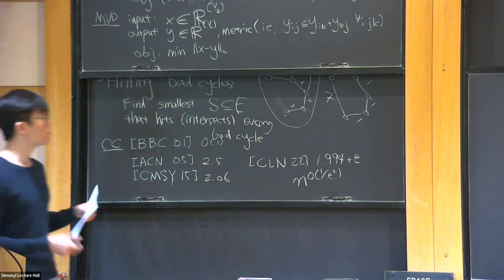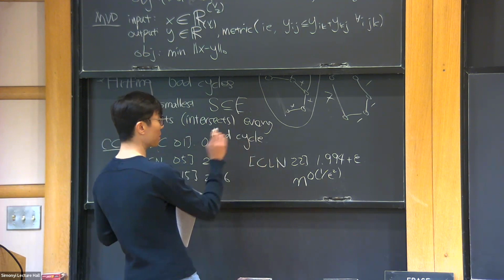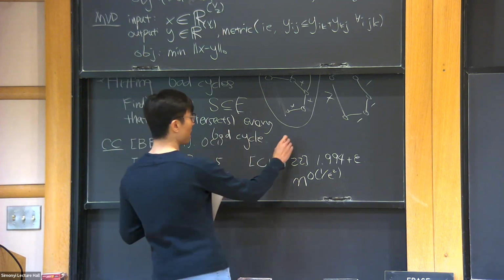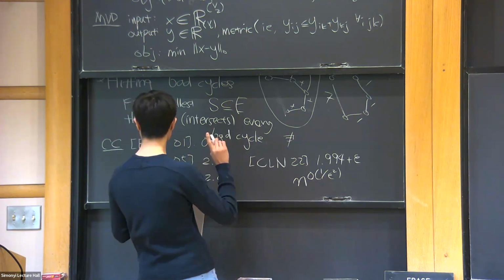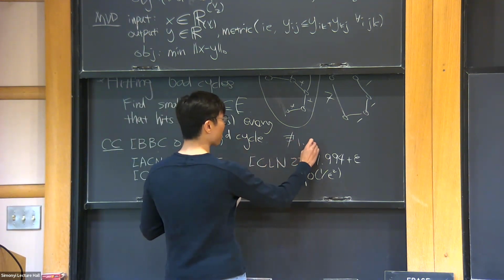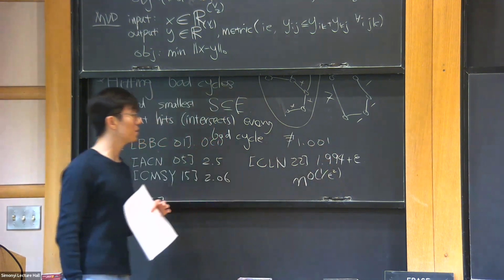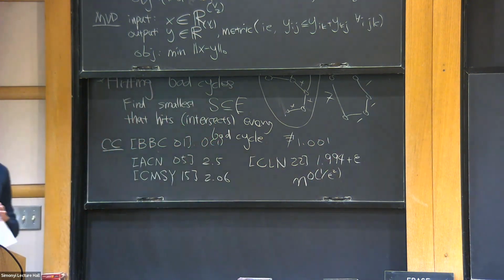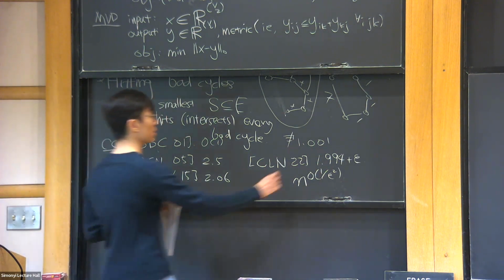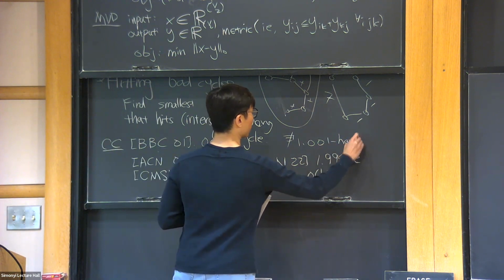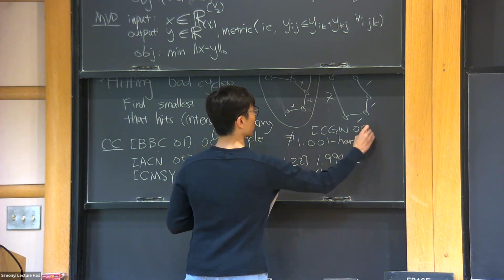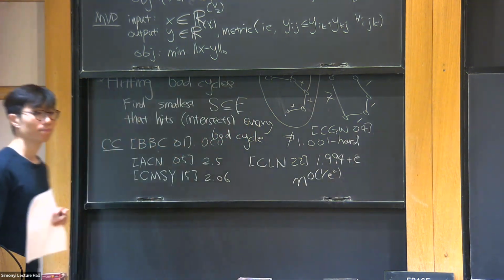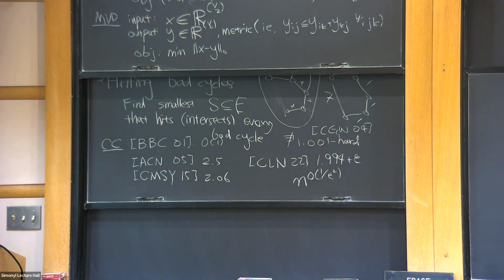There doesn't exist a polynomial time algorithm that solves it precisely. And if you really work hard, then you can show that a 1.001 approximation is ruled out. If you get below this, then P equals NP. I think it's from Charikar, Guruswami, and Wirth's work. Okay, so this is all the state of the art, and this is what we did.